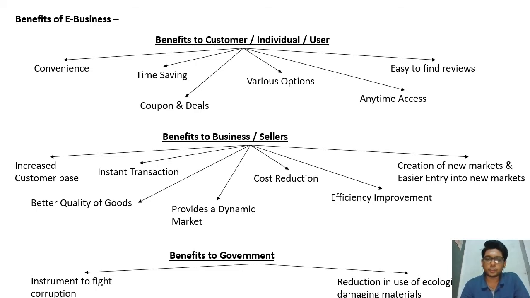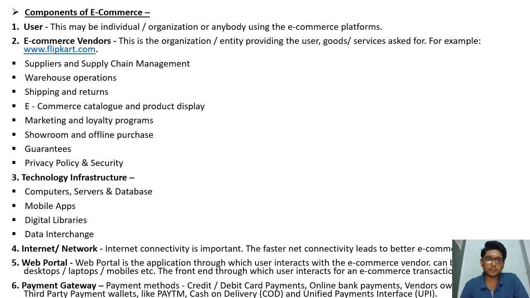Finally, what are the benefits to the government? There are two benefits to the government: an instrument to fight corruption and a reduction in the use of ecologically damaging materials. These are the two benefits to the government. So the benefits of e-commerce are divided into three parts: first, the benefits to the customer, benefits to the business, and benefits to the government. Next, we will see what the components of e-commerce are.